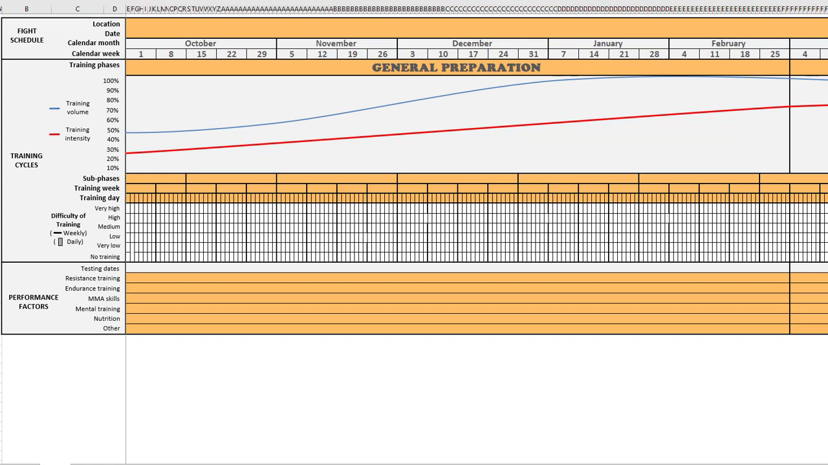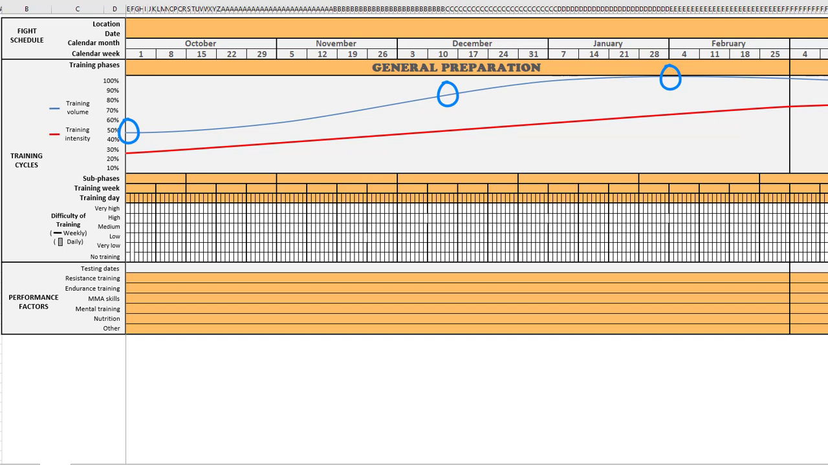Now, to make this easy, you want to start by simply putting a blue dot by the 50% number at the beginning of your fight plan. This is about where your training volume should start. Then place another blue dot around the 80% mark about halfway through the general preparatory phase. Then another blue dot at the 100% mark at somewhere around 1 month left in the general preparatory phase. And after this, just simply connect the dots with a blue line that represents training volume across your general preparatory phase.